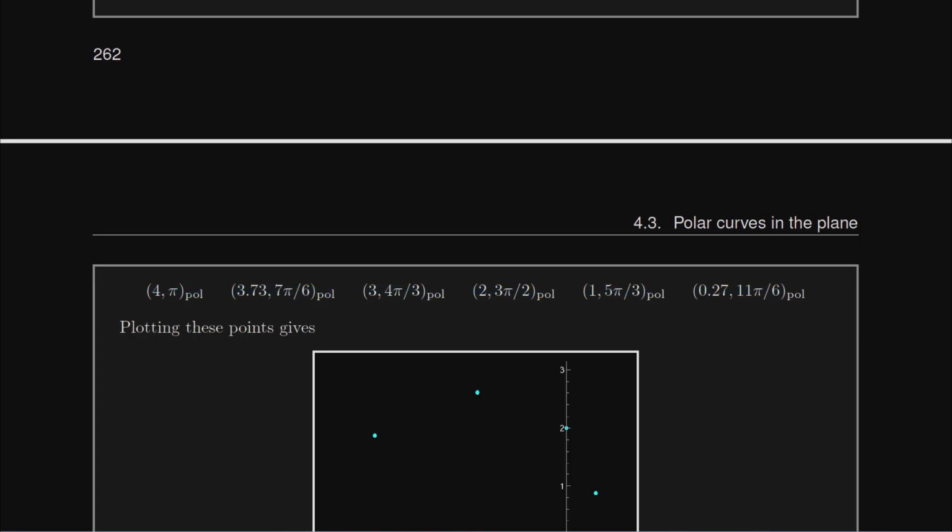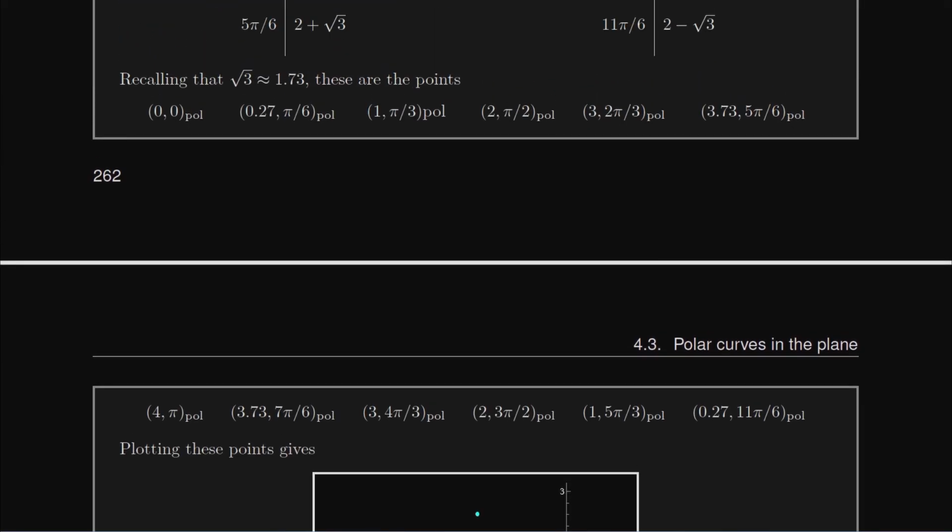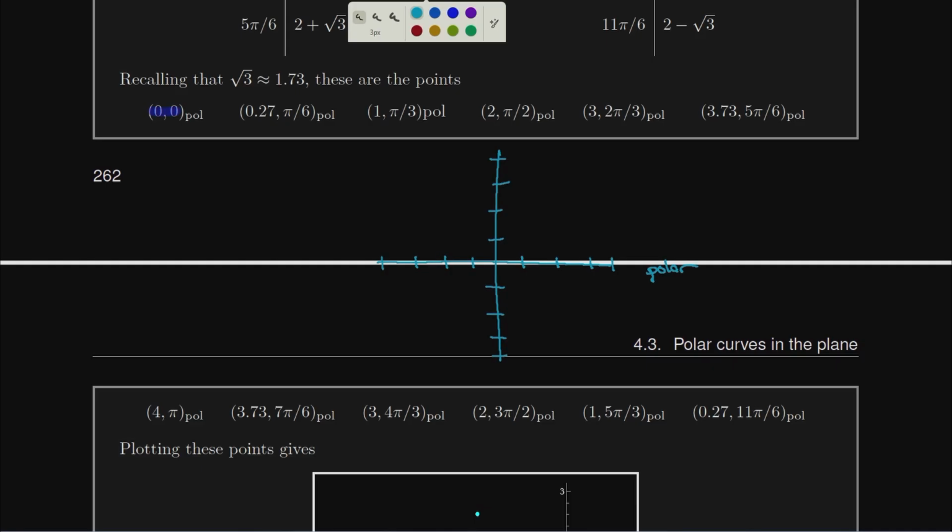Now, I've got the graph here of those points. Let's think about graphing them independently of already seeing that down there. Let's put our plot in the middle of the screen. Give me maybe 1, 2, 3, 4 in each direction, and let's think about this as a polar coordinate system. How would we plot something like 0, 0 on the polar coordinate system? Well, that's pretty easy because my radius is 0, so I have to stay at the origin. But for 0.27 pi over 6, I'm going to go out by 0.27 here, and then pi over 6 is about there. And so that's my 0.27 pi over 6.